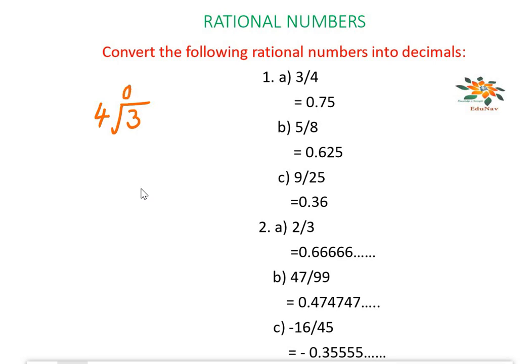3 will not go in 4, so it's going to be 0 point. Here this will become 30. 7 fours are 28. Balance will be 2. Again we'll take a 0. 5 fours are 20. Now the remainder is 0. So the decimal form of 3 by 4 is 0.75.